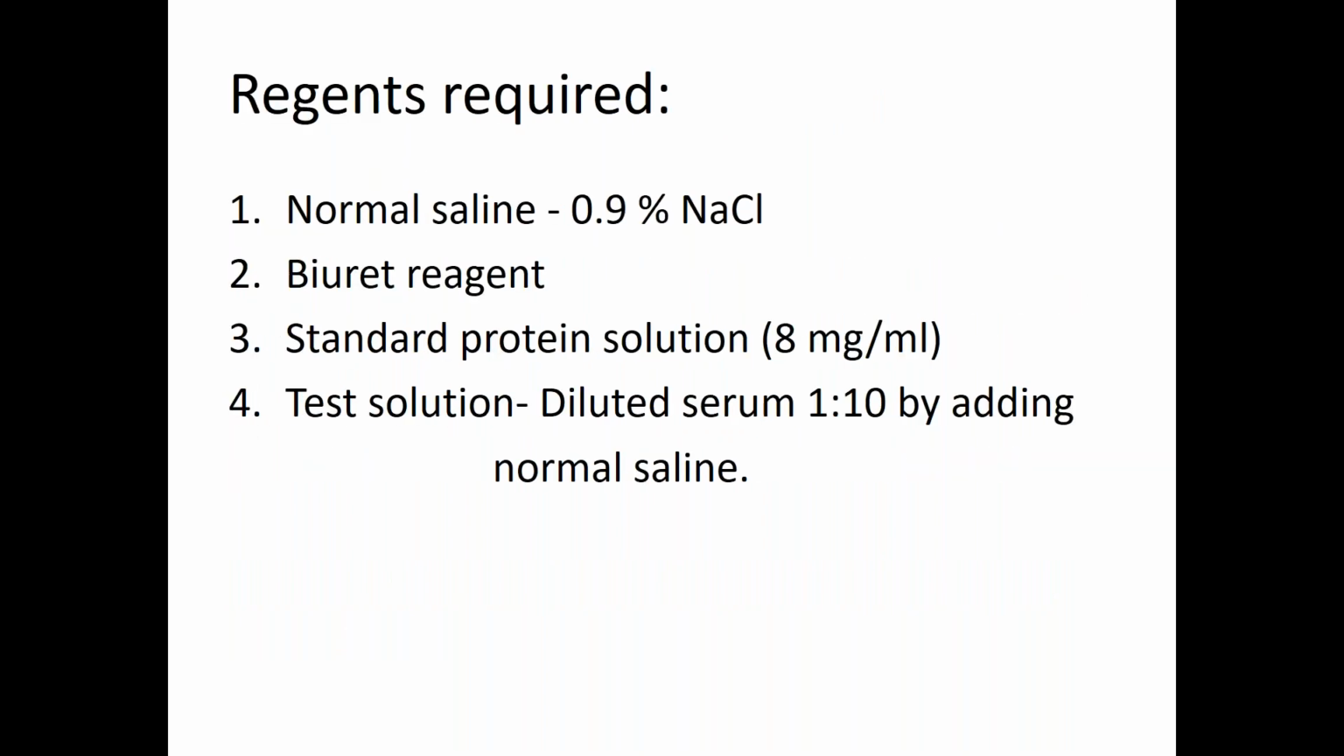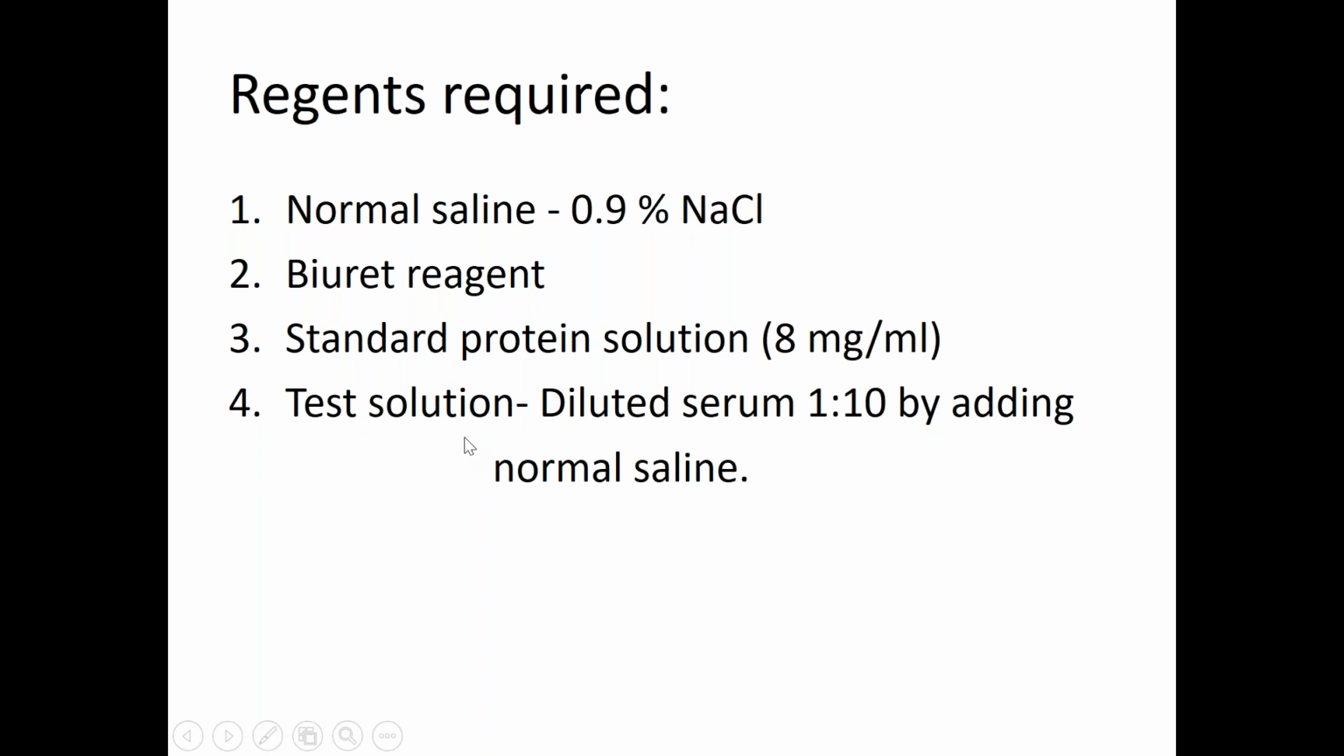The reagents required in this practical are normal saline, biuret reagent, and standard protein solution. The standard protein solution is a known concentration protein solution. The concentration of the standard solution is 8 mg/mL.